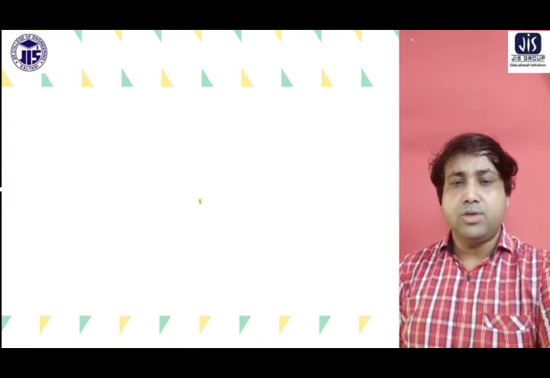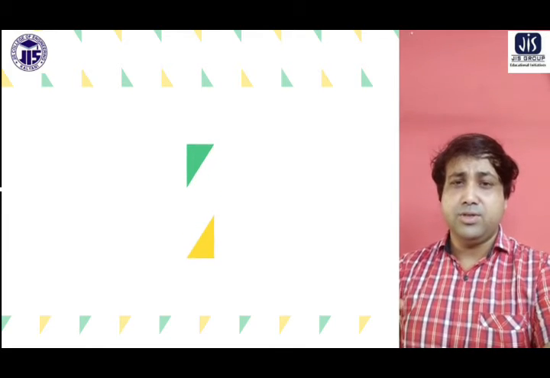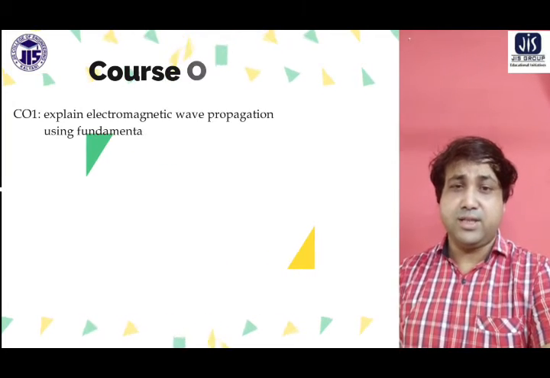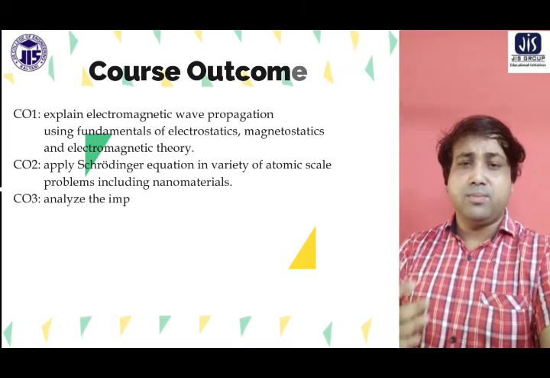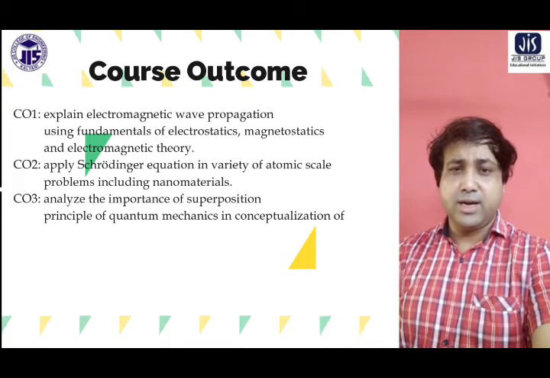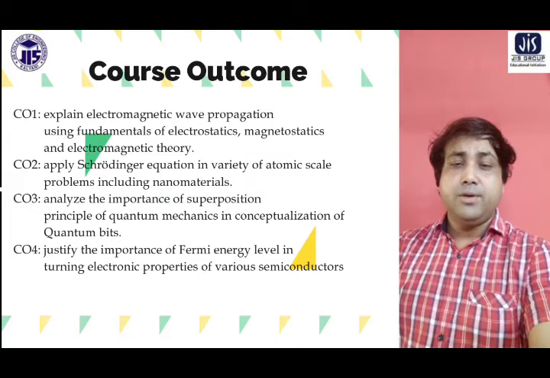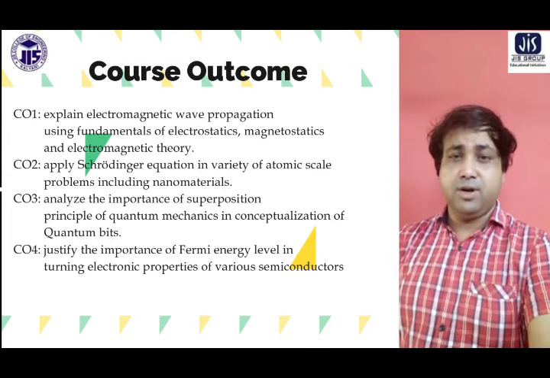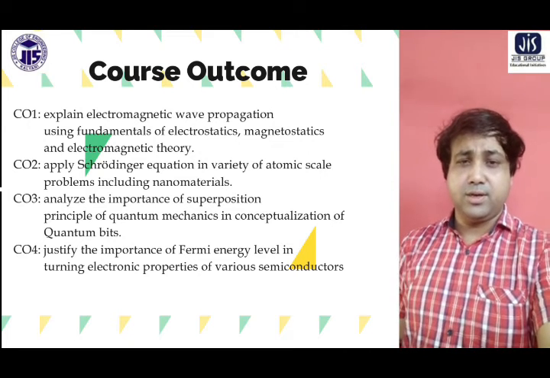Now the major course outcome of this Physics 2 course for CSE and IT students is that after undergoing this course, you will be able to explain the electromagnetic theory with your basic knowledge of electrostatics, magnetostatics and electromagnetic theory. You will be able to explain the most modern computing devices using the latest ideas of quantum mechanics principles. You will be able to explain the operation of the most modern storage devices, how it evolved from the magnetic storage to semiconductor devices.